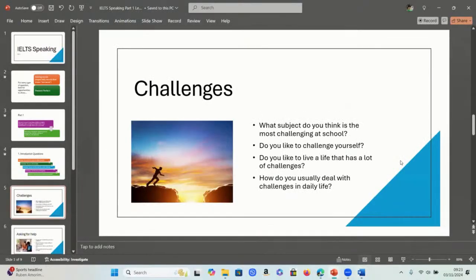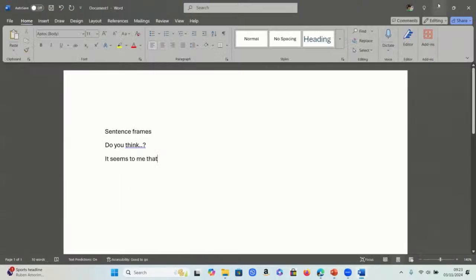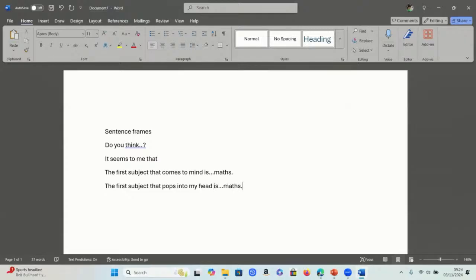So what subject do you think is the most challenging at school? It seems to me that, or a better one, I think some of you used this in your homework: the first subject that comes to mind is, I don't know, you could say maths, for example. Or the first subject, if you remember these, that pops into my head is maths. So these three seem okay. This is a sentence frame, which basically means the beginning of a sentence.